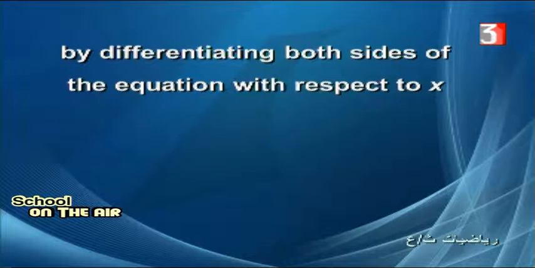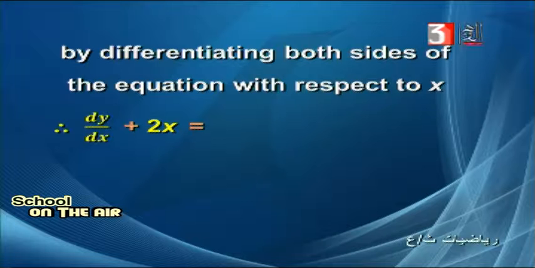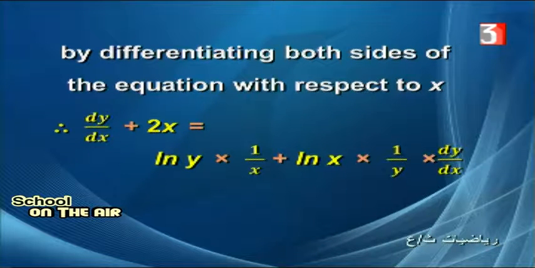Now the curve of the function y plus x power 2 equals 2 plus ln y times ln x. By differentiating both sides of the equation with respect to the variable x, the derivative of y with respect to x is dy dx, and the derivative of x power 2 with respect to x is 2x, equal to the derivative of the right hand side. 2 is a constant value, the derivative of 2 equals 0, and the derivative of the product ln y times ln x equals ln y multiply the derivative of ln x, which equals 1 over x, plus ln x multiply the derivative of ln y, which equals 1 over y times dy dx.